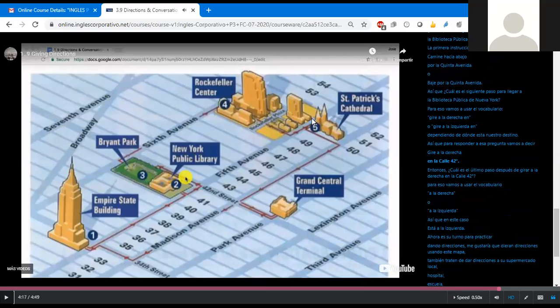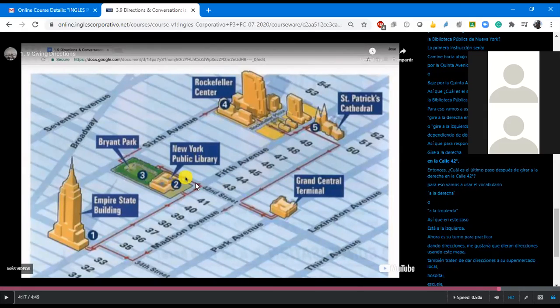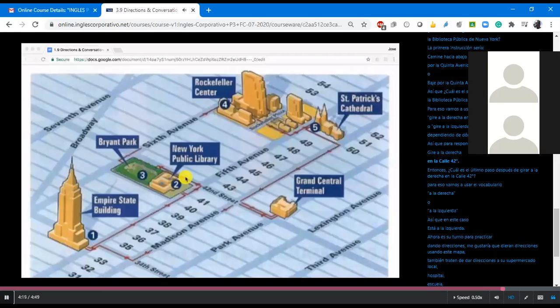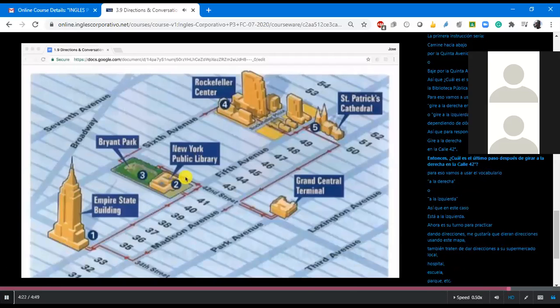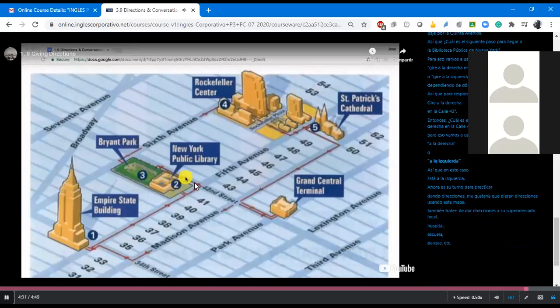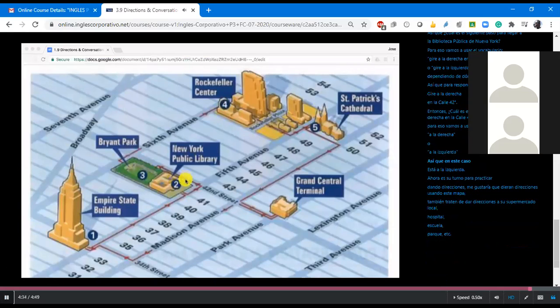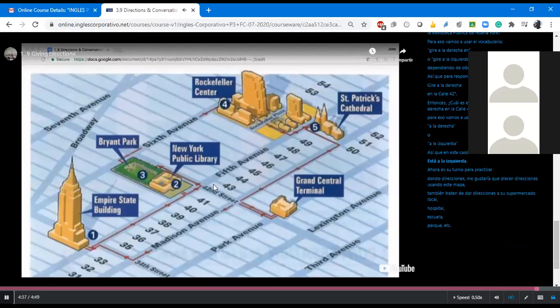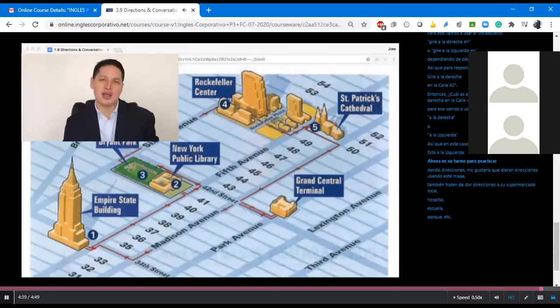Okay, if you're coming down, you say walk down. Estamos acá, walk down. Here is walk up, hacia arriba. Now walk down Fifth Avenue to 42nd Street. Turn right. Okay. So what is the last step after turning right on 42nd Street? For that, we will use the vocabulary on the right or on the left. So in this case, it's on the left. Now it's your turn to practice. I would like for you to give directions using this map.